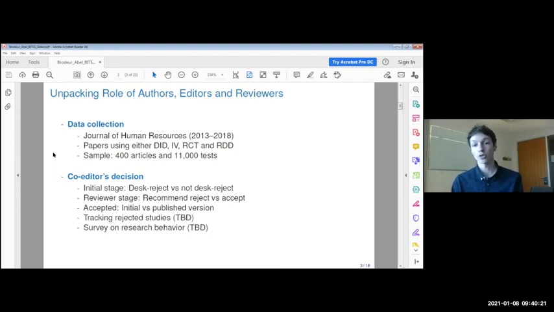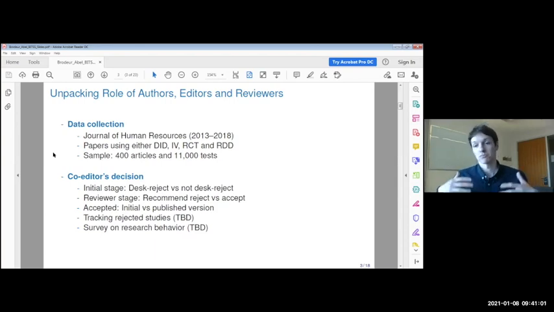So what we're going to do is look at submissions to the JHR for the years 2013 to 2018, and randomly select papers. We're going to restrict the analysis to only papers that use a method to get a causal effect: a difference in differences, an instrumental variable, a randomized control trial, or a regression discontinuity design. Basically, all these manuscripts are interested in getting a causal effect, the effect of X on Y. We randomly choose some papers, and we end up with 400 papers submitted to that journal.